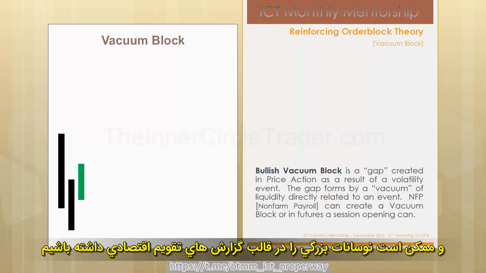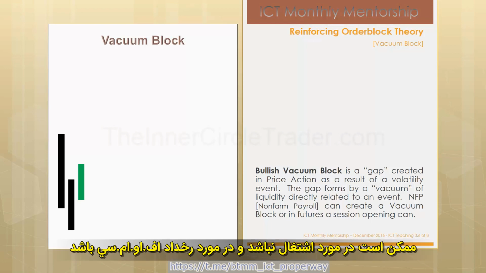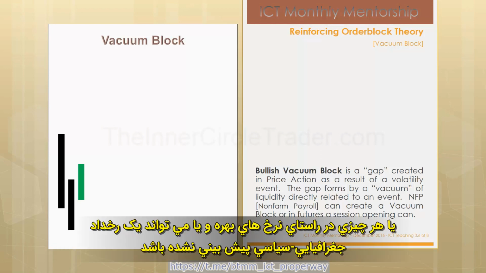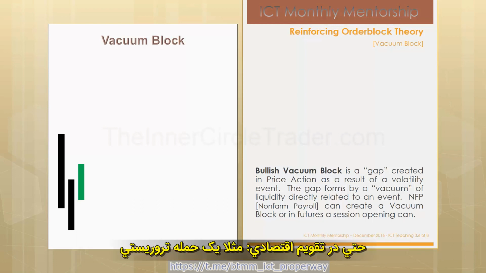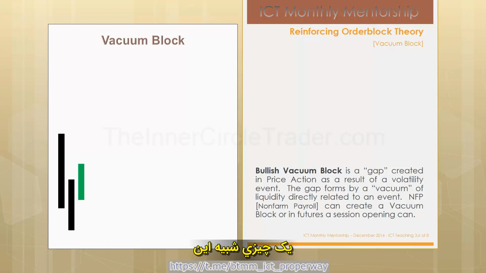And there may be a large volatility injection coming in the form of an economic calendar release. It could be non-farm payroll. It could be an FOMC related event. Anything along the lines of interest rates, or it could be a geopolitical event that was not foreseen, maybe not even on the economic calendar, say a terrorist attack, something of that nature. At any rate, we're going to assume that we see the market gap up.